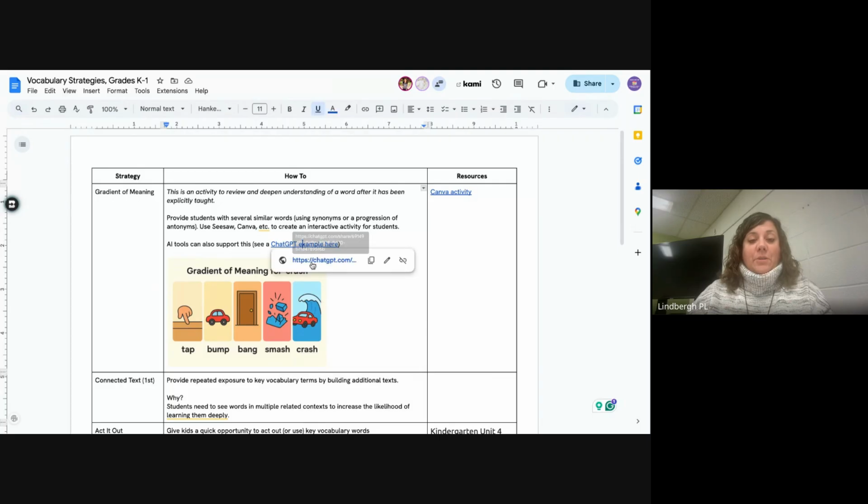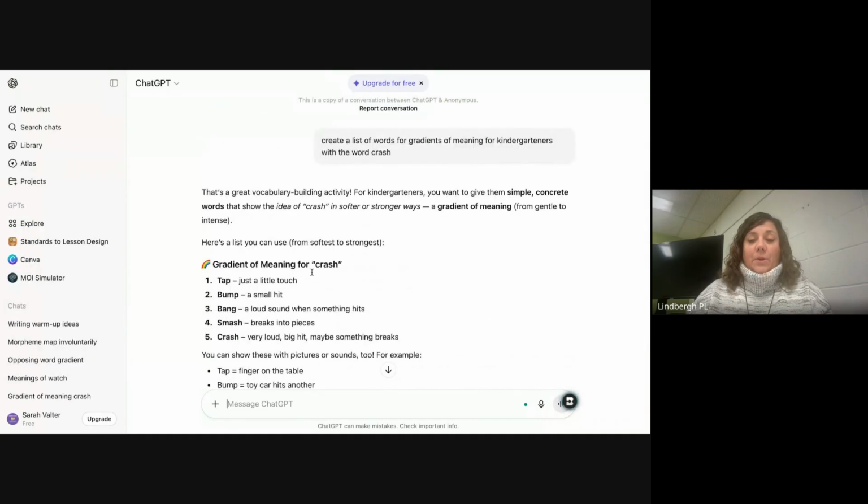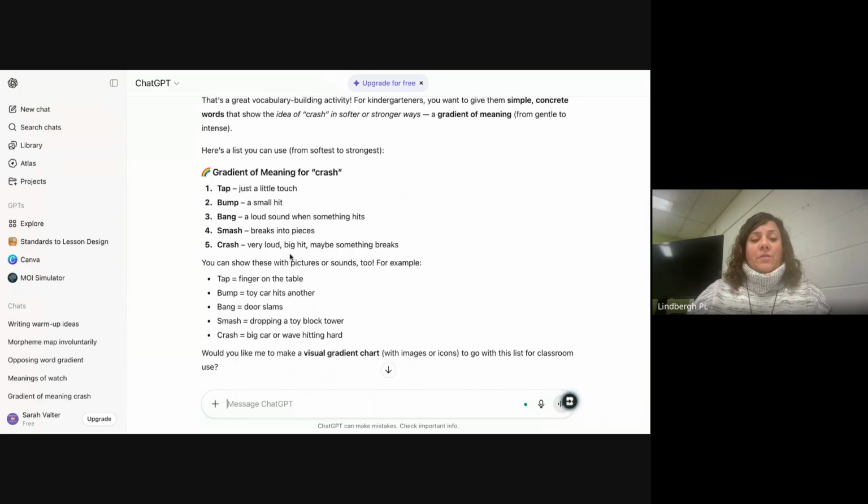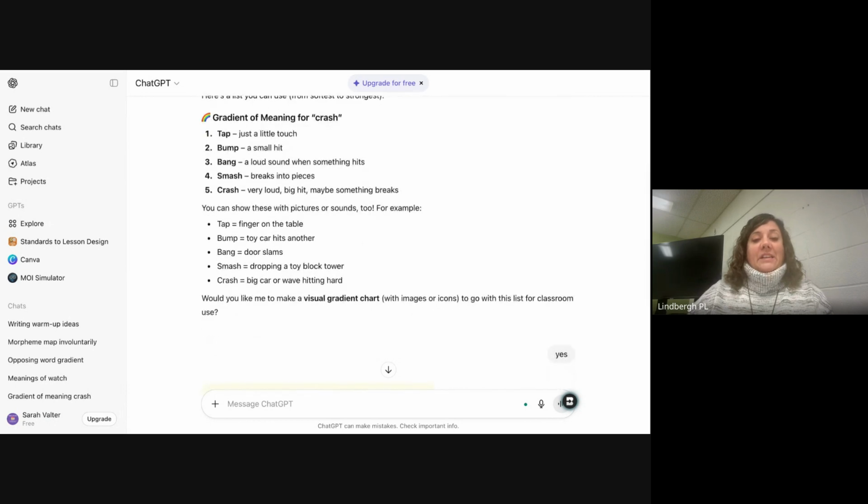I went to ChatGPT, and I just prompted it to create a list of words with different shades of meaning or gradients of meaning for kindergartners with the word crash. It even gave me teaching tips. Obviously, we want to use simple, concrete words. So it gave me 5 words with a different gradient of meaning for crash. They're words that probably our kindergartners know, but maybe they're not connecting together or seeing how they're different variations of a similar word. It even went above and beyond, and it gave me some hand motions or physical movement things that I could do to illustrate each of the words.